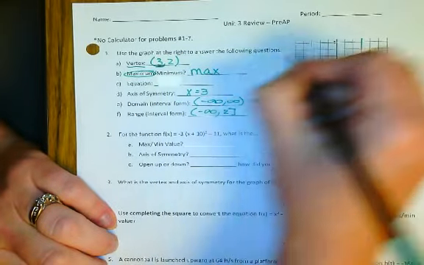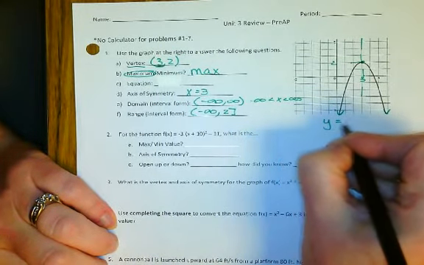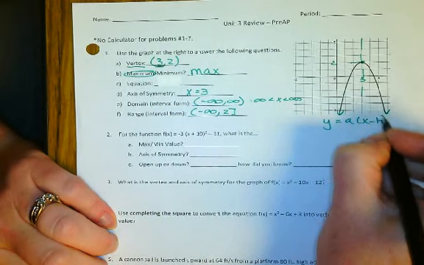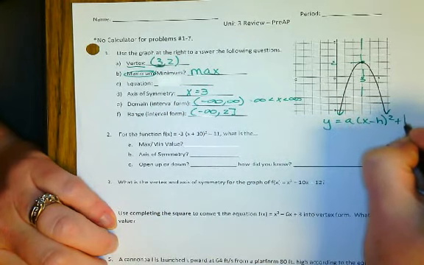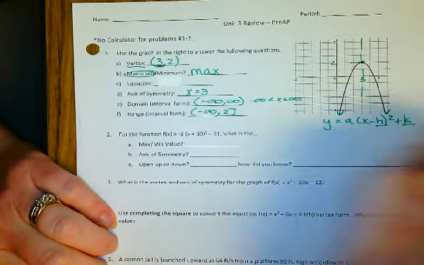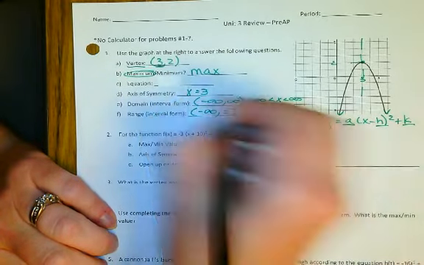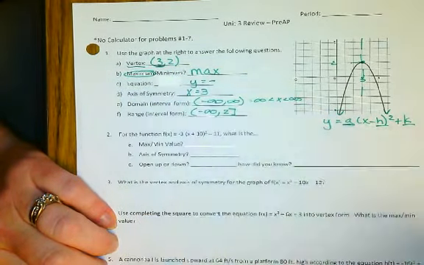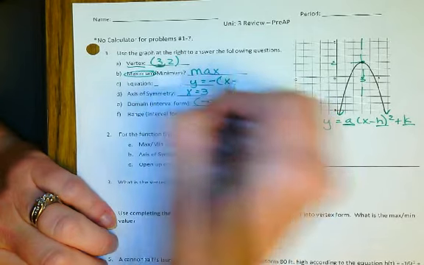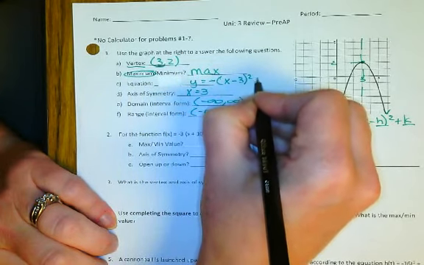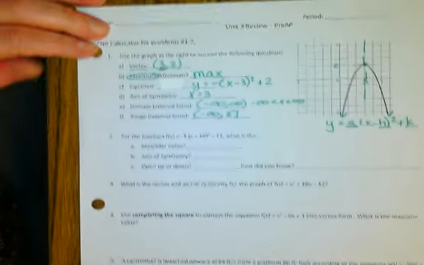Okay, so if I write my equation, I'm writing it in vertex form. So y equals a times (x minus h) squared plus k. Remember, the h and the k is your vertex. They're telling me it opens downward. So I have y equals negative. Inside I'm going to have x minus 3 squared and then plus 2.